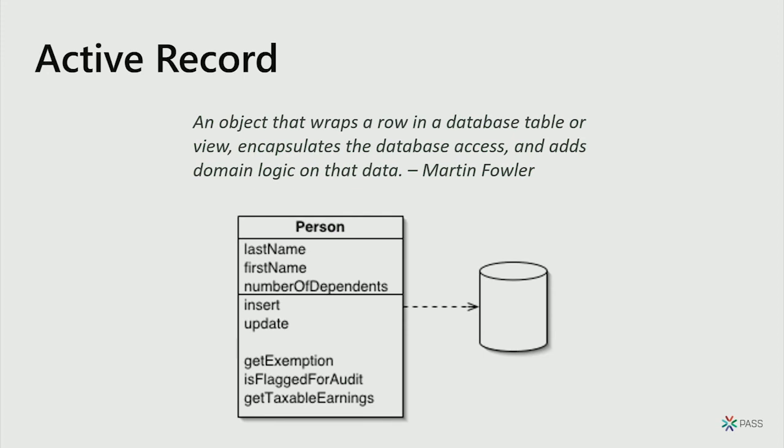It's sort of the core of how Ruby worked in accessing databases, and this is Active Record. And so with Active Record, each object is responsible for fetching itself, saving itself, and some of those kinds of areas. So we have a person object, which has properties like first name, last name. It has behavior like get exception, is flagged for audit. But it also has, how do I persist myself? How do I get myself? How do I insert myself? How do I update myself, right?